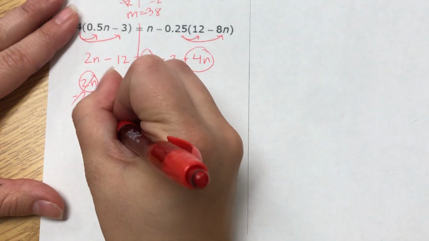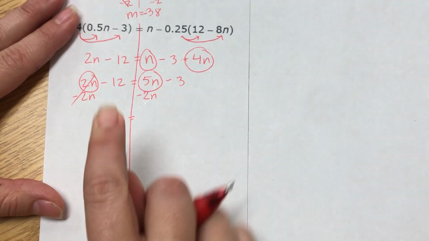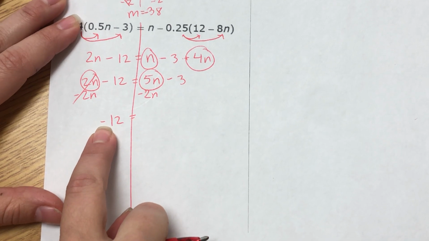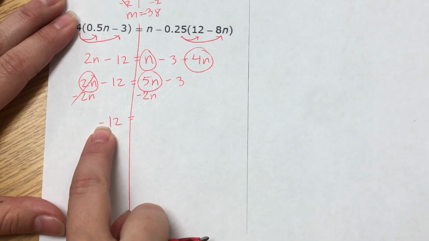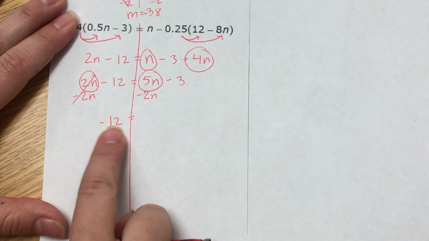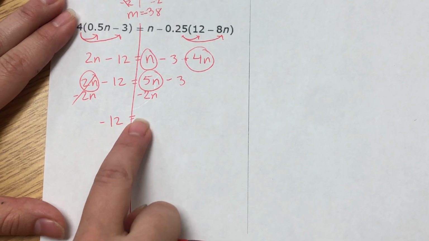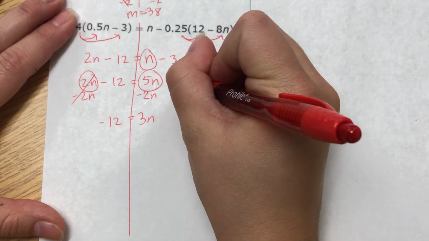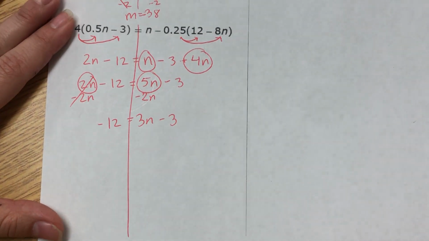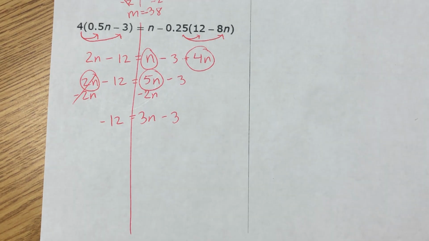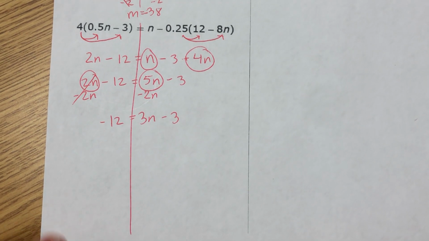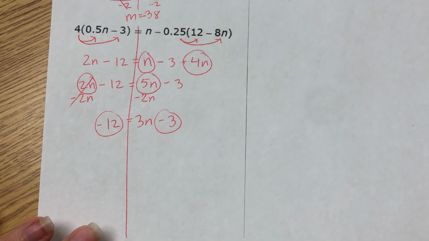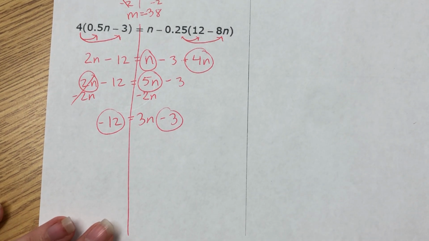When I do that, I am left with this negative 12 on this side. It was a minus 12, but I'm not going to get rid of that subtraction sign, so I'm going to leave it, and it turns into a negative sign. 5n minus 2n is 3n, and then I rewrite this minus 3 right here. So we're getting smaller and smaller in our equation, getting closer and closer to our answer. I then have two more pieces of like terms.